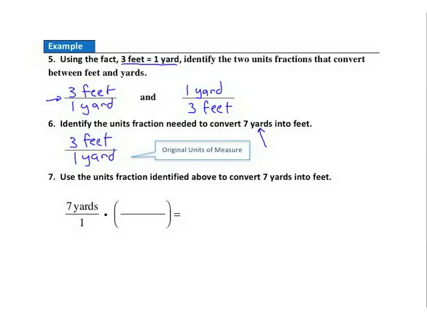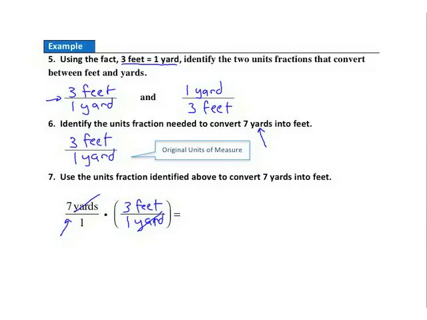Example 7. Use the units fraction identified above to convert 7 yards into feet. I start by writing 7 yards over 1 to make that unit of measure into a fraction. Now I'm going to choose my units fraction from above, 3 feet over 1 yard. Now I'm going to multiply these two fractions together. Well, units of measure can divide out in the same way that common factors divide out. And you'll notice that I have yards in the numerator and I also have yards in the denominator. Those two units of measure will divide out just like a common factor.